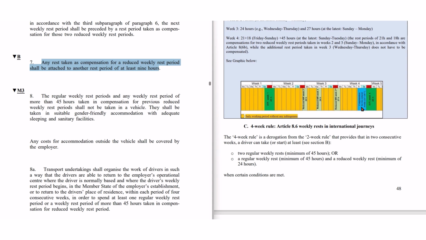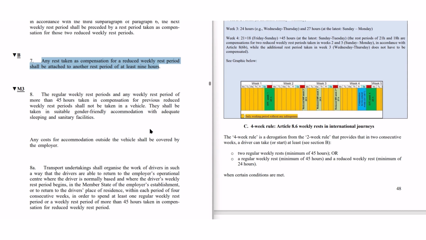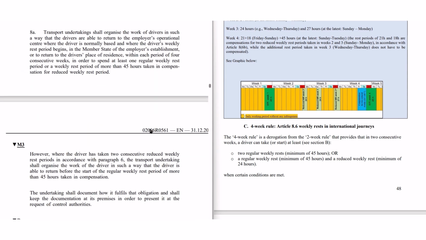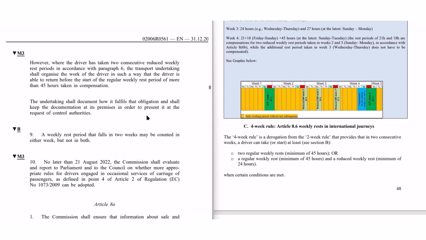Regular weekly rest periods and compensated reduced weekly rest periods that last 45 hours or more may not be taken in the vehicle. These rests must be taken in accommodation with appropriate sleeping and hygiene facilities, with consideration for gender. And the bad news for employers, the cost of such accommodation must be borne by the employer.